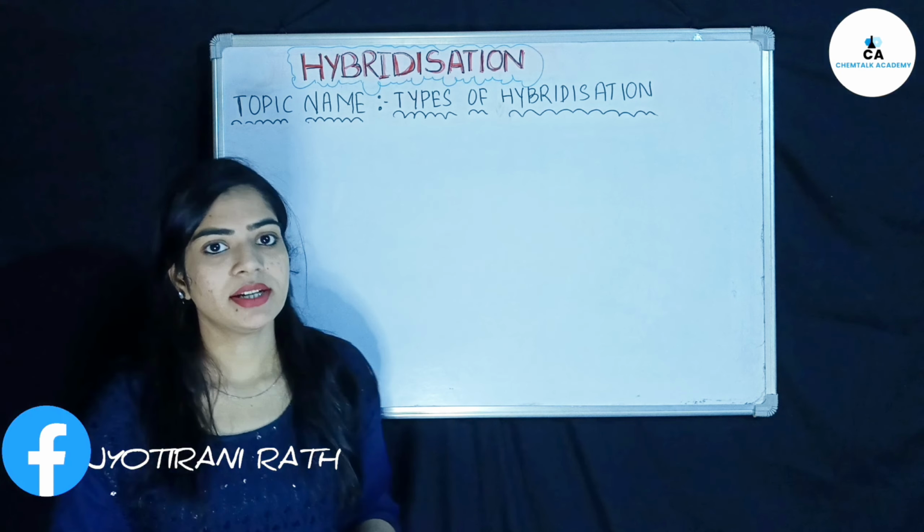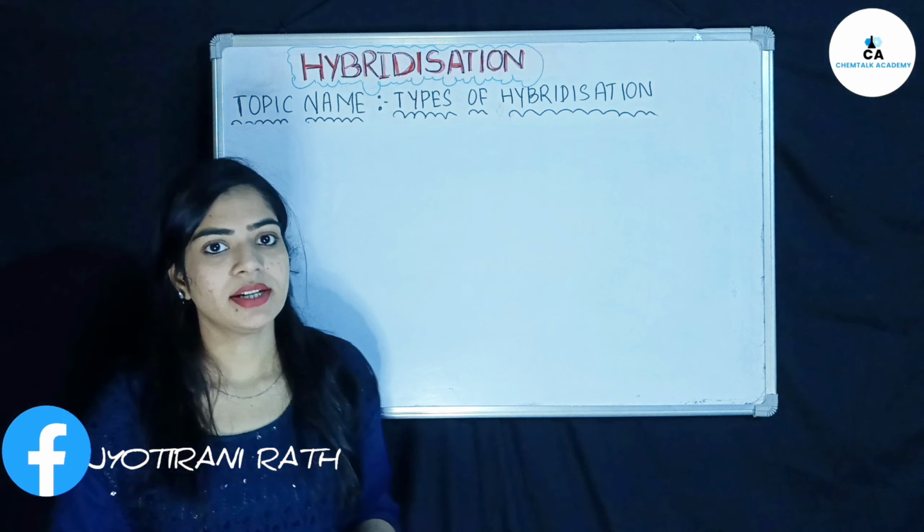First, a small recap. What do we mean by hybridization? Hybridization is nothing but the intermixing of atomic orbitals belonging to the same atom in order to get a new set of hybrid orbitals which possess equal energy, equal shape and equal size.